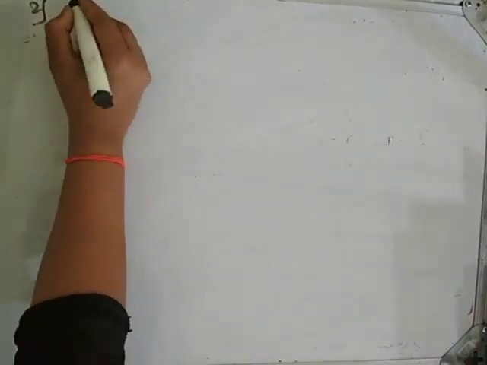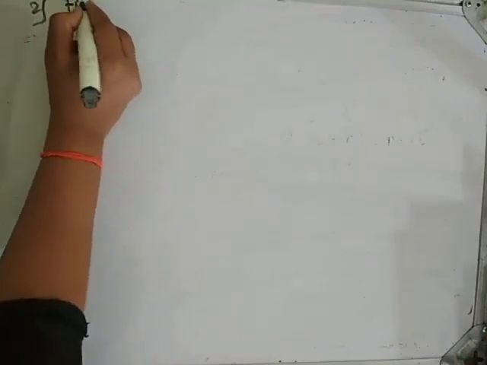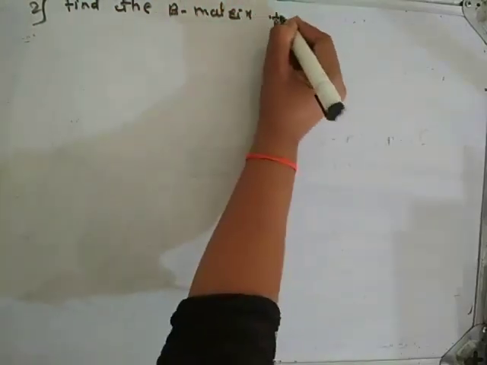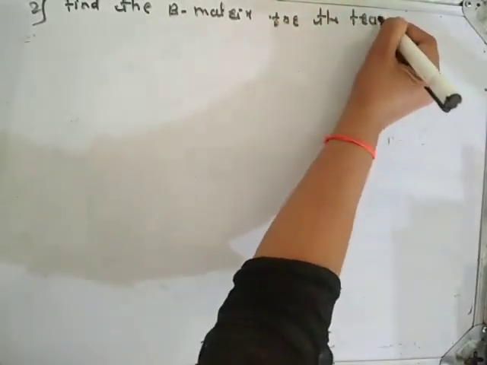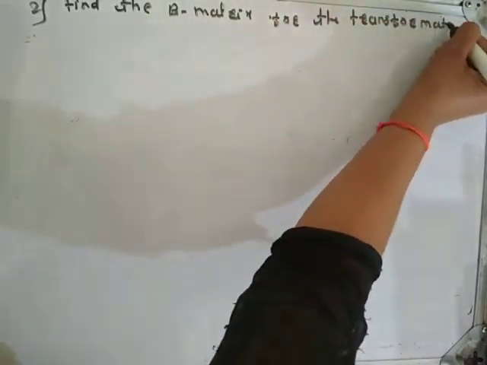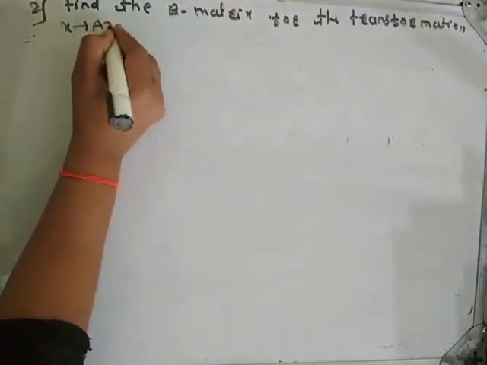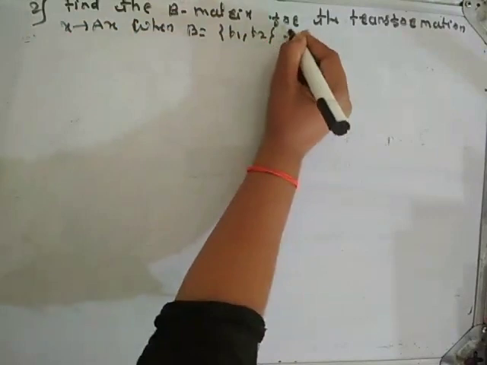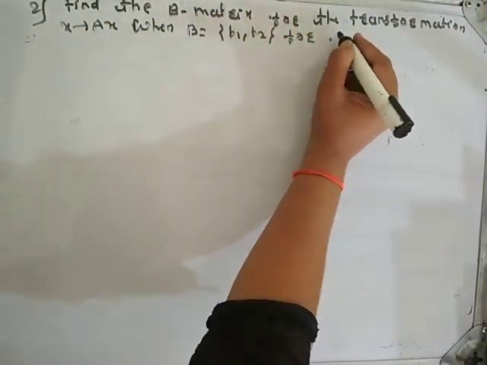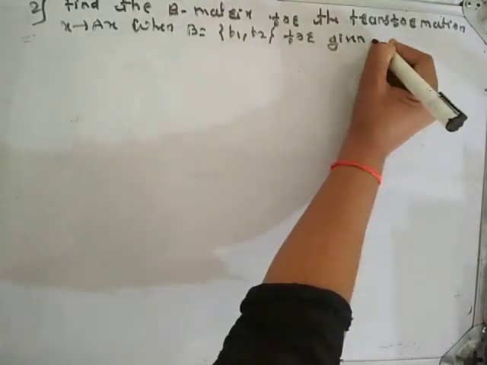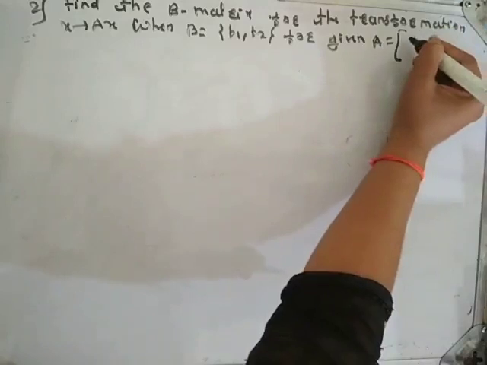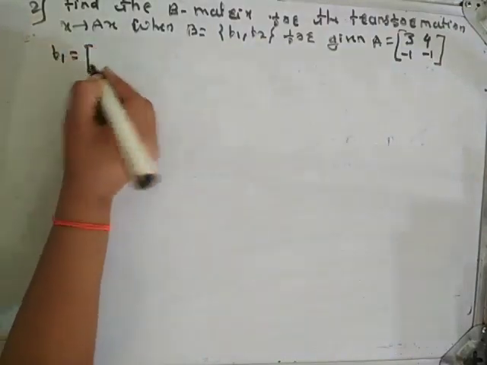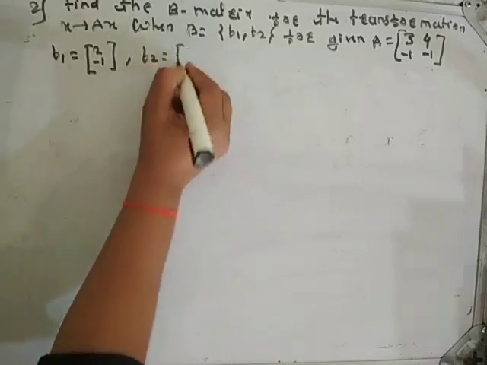Next example: find the B matrix for the transformation x to Ax when B equals the set of b1, b2, for a given A equals matrix 3, 4, minus 1, minus 1. b1 equals matrix 2, minus 1. b2 equals matrix 1, 2.